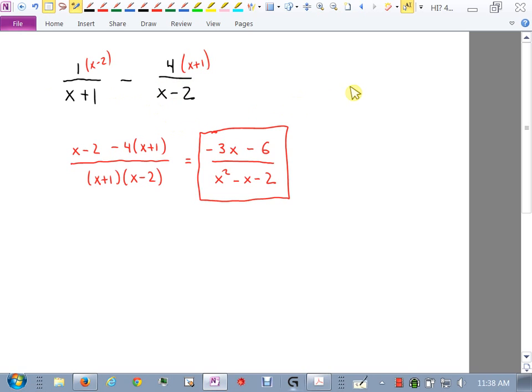My question to you, which would you rather integrate? Would you rather integrate this, or would you rather integrate what's up there? What's up there, right? Because how would you integrate each one of these? Those are just natural logs, aren't they? I mean, that's what we started with. The antiderivative of this would just be natural log of x plus 1 minus 4 times the natural log of x minus 2. We're done. We move on, right?